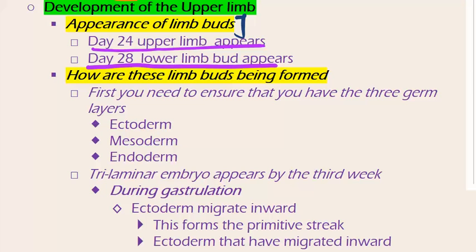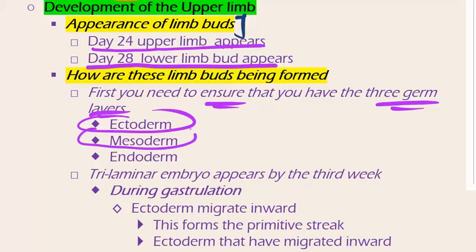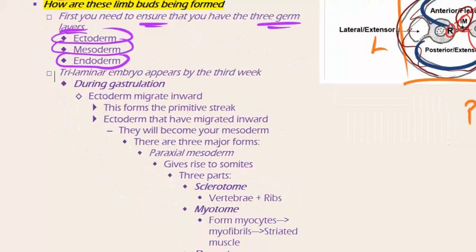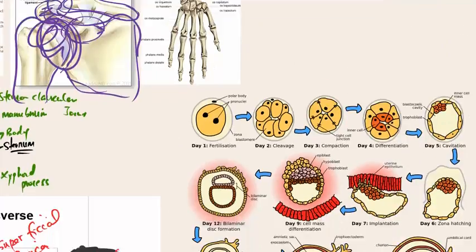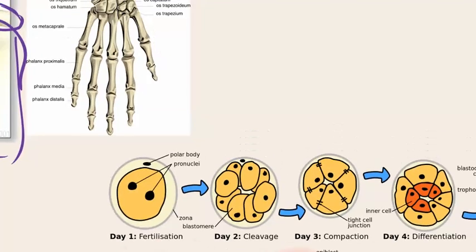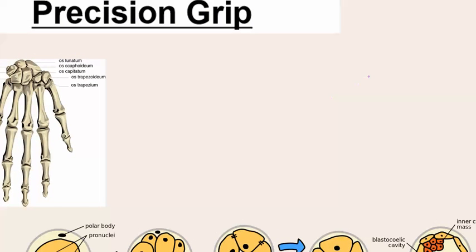Before we can even consider how these limb buds are being formed, we have to go back in time. We need to ensure that we have the three germ layers: the ectoderm, the mesoderm, and the endoderm. So we're going to go back in time.